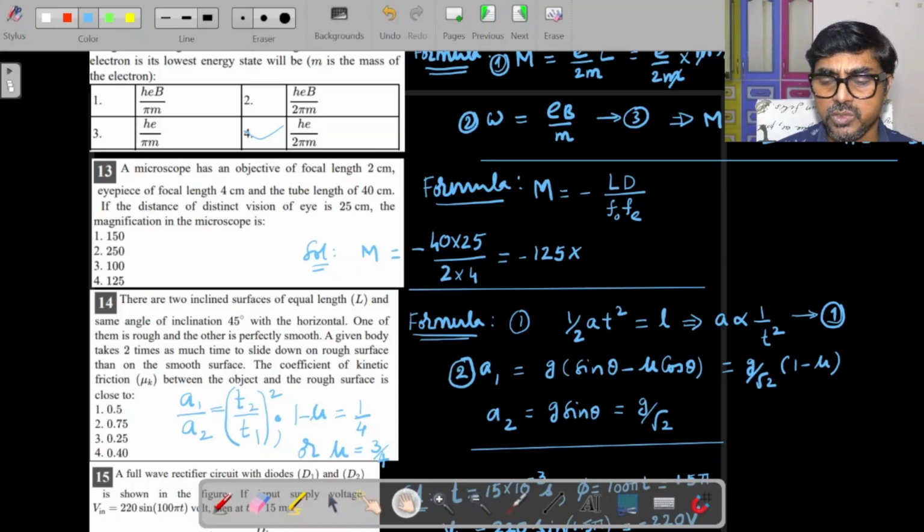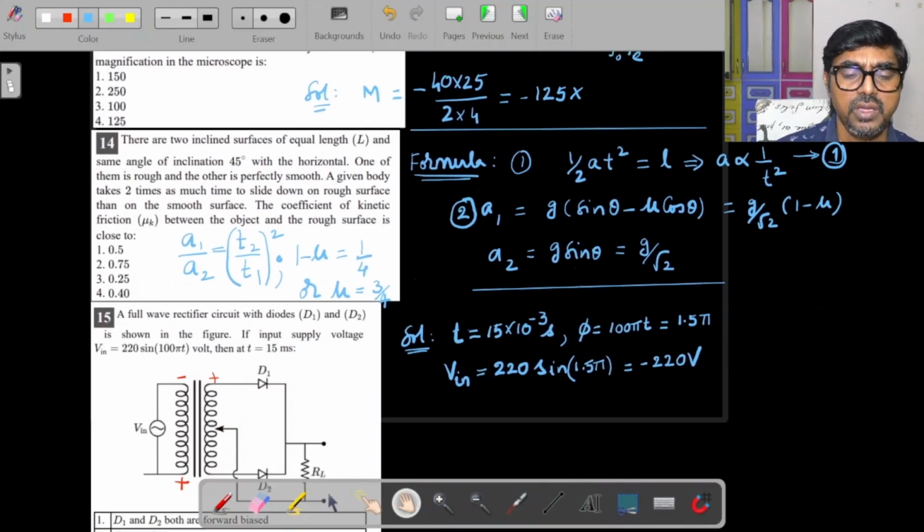So simply substitute there, you will get the answer minus 125 x. X is the unit for the magnifying power. Of course, I didn't mention it here, but to know it, I just mentioned here. Okay, good. Next, 14th question.